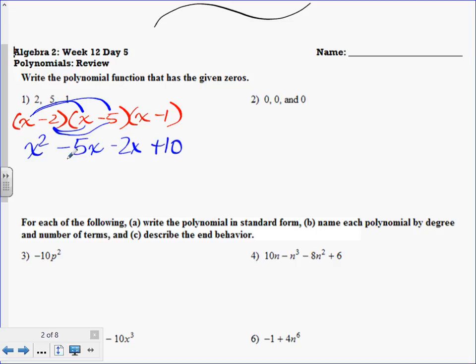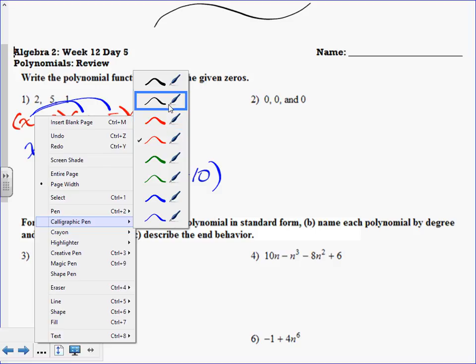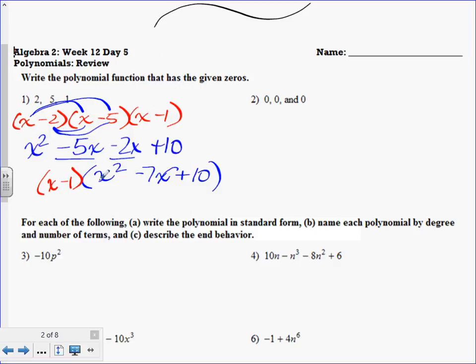Okay, combine like terms. So you're going to have x squared minus, not 2, minus 7x. If the signs are the same, add and keep the sign the same. Plus 10, right? Put it in parentheses. And the third binomial can join the party now. And we can claw for the second time.